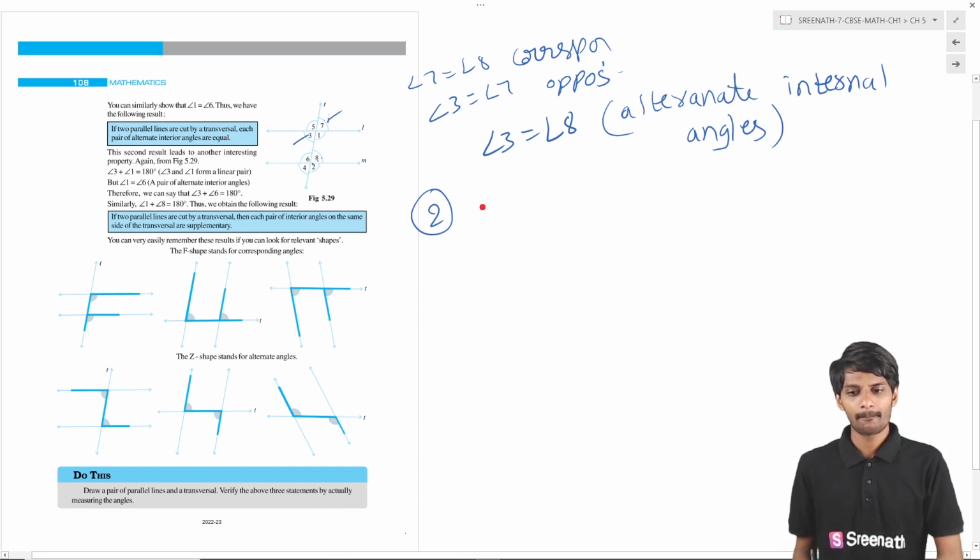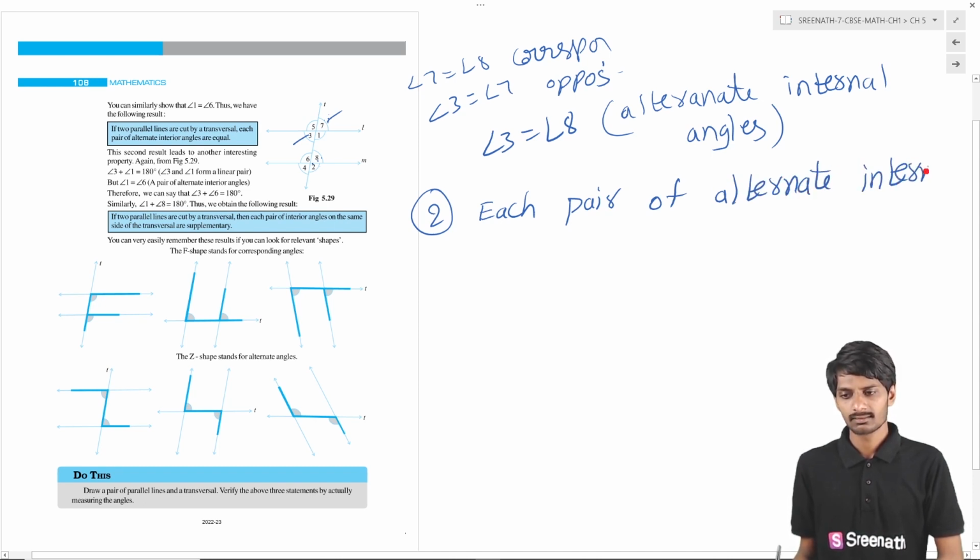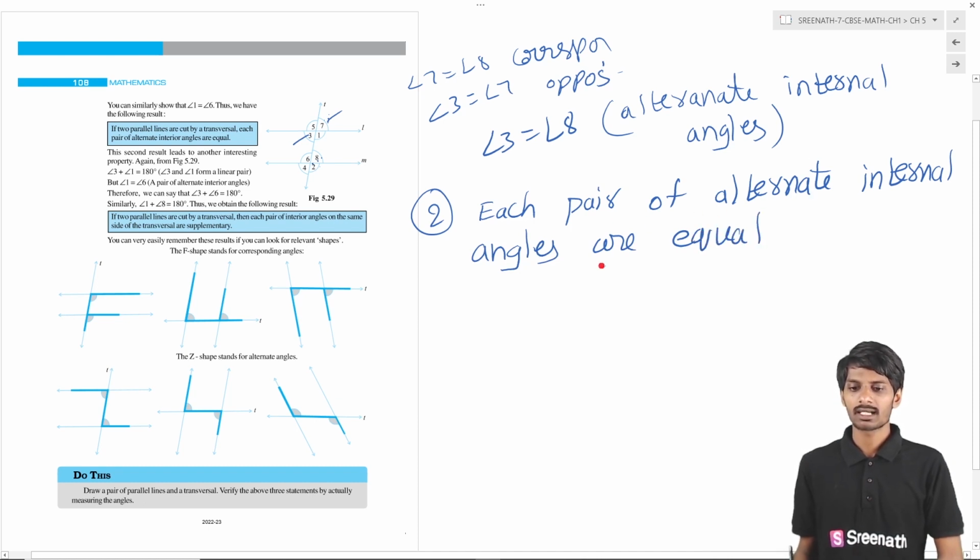In this case, what happened? Each pair of alternate internal angles are equal. So this is the case, students. This is the second result you have to remember.